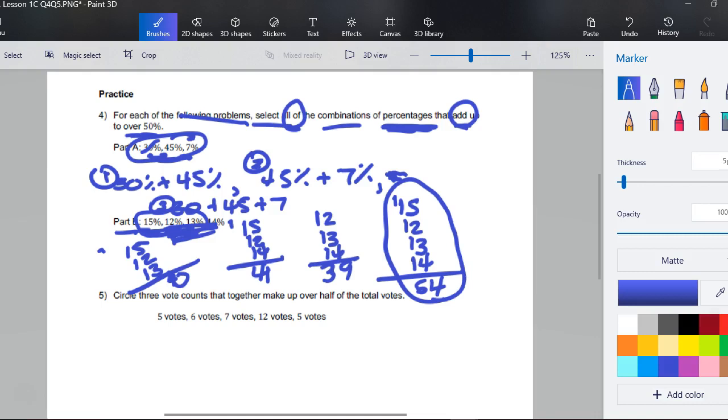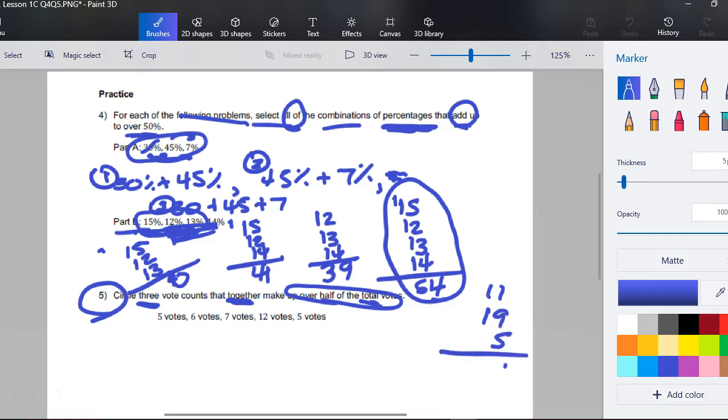And we'll finish up with number 5, which says circle the 3 vote counts that together make up over half of the total votes. Well, first I need to know what are the total votes. So I have 5 votes and 6 votes, that's 11. 7 and 12 is 19, and 5 more, so 14, 15, 1, 2, 3. So I have 35 votes. Over half. 35 divided by 2 is 17.5. So I need 18 as my magic number to get over half.